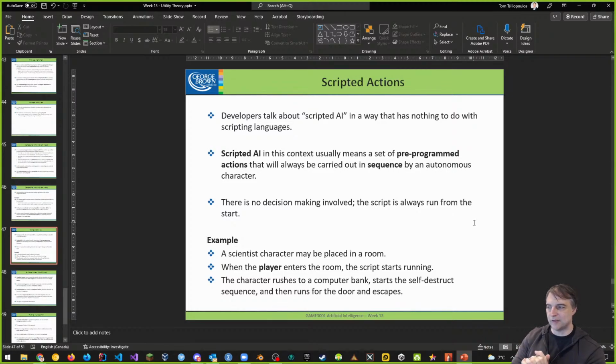So here's an example. A scientist character may be placed in a room. When the player enters the room, the script starts running, right? And the character, the autonomous character, which is the scientist, rushes to a computer bank, starts a self-destruct sequence, and then runs for the door and escapes. That's a whole scripted sequence that has nothing to do with the player, right? That has to do with what they're going to do. That's what they've been programmed to do. Okay. So again, it can be used as part of the story. It can create story elements, and that's another kind of action that we can take as well, a scripted action.